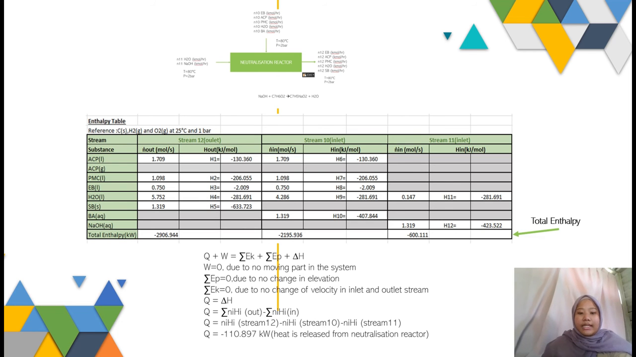So Q is equal to NH out minus NH in, as I stated earlier. We get negative 110,897.897 kilowatt. Heat is released from the neutralization reactor.